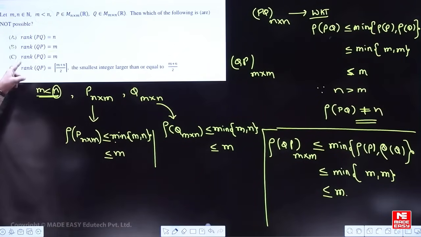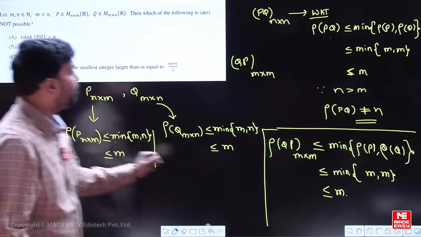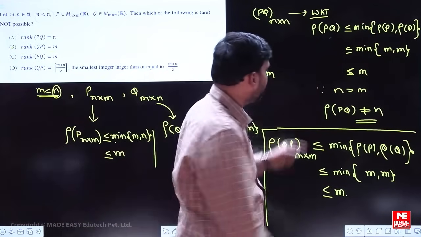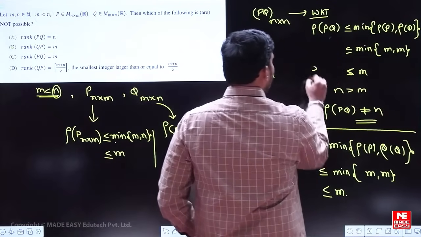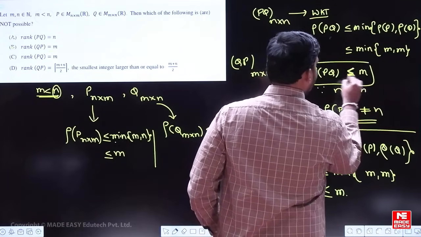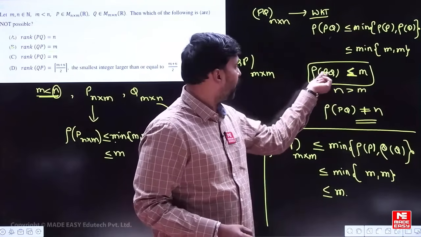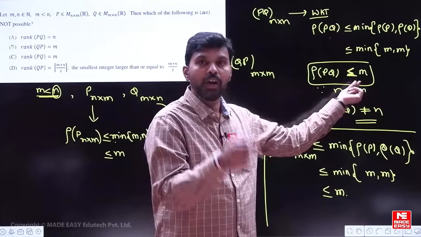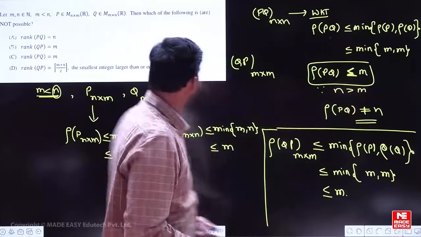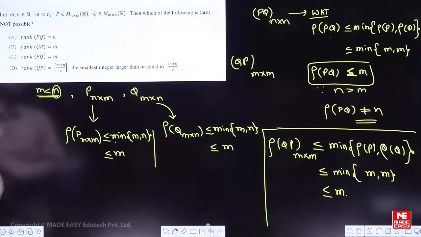The next one is that rank of PQ is equal to M here. What is rank of PQ? Already discussed: rank of PQ is less than or equal to M. When it is less than or equal to M, the rank of PQ can be M or less than M. So therefore this is also possible, so we cut this one too.